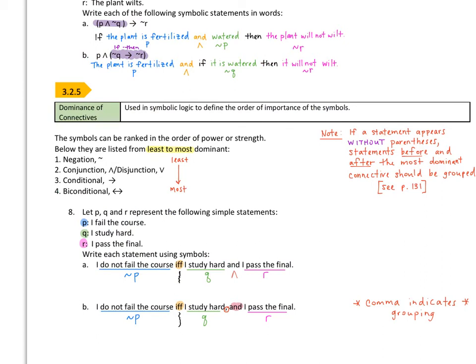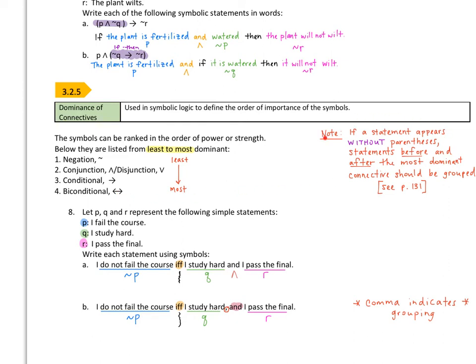The very last thing we need to talk about is the dominance of these connectives. Which one takes precedence over the other? Okay, so which symbol is the most important is what we're going to talk about. So right here, the symbols can be ranked in order of power or strength. Here is the list of least dominant to the most dominant. So least dominant is this negation. Then we have the conjunction or the disjunction. Then we have our conditional, and the most dominant, the one that takes most precedence, is this biconditional.